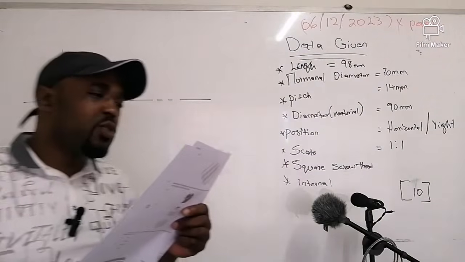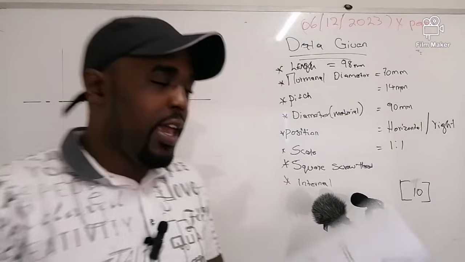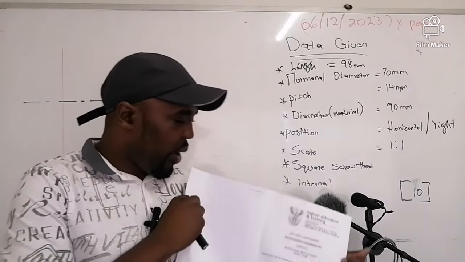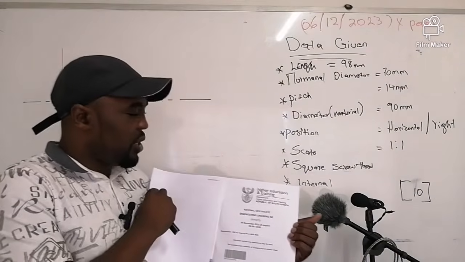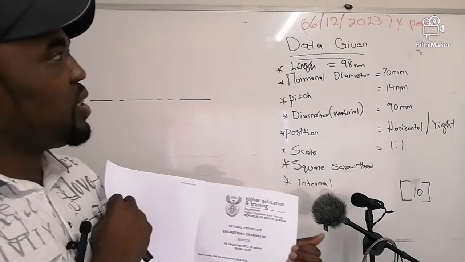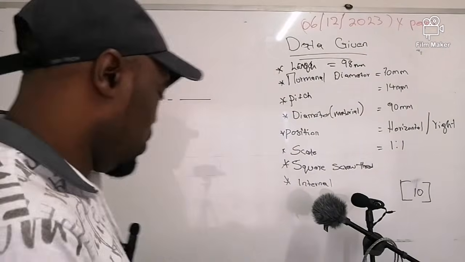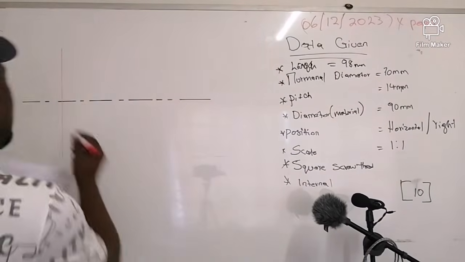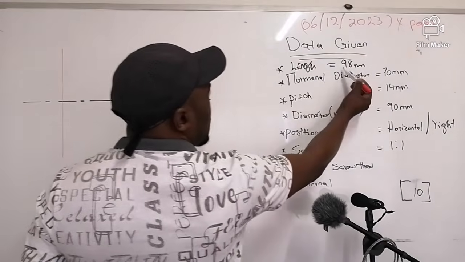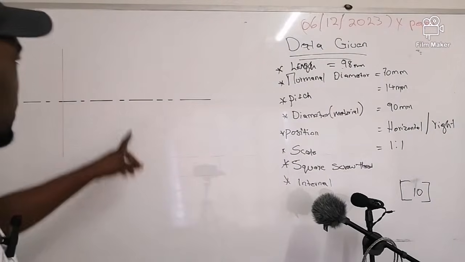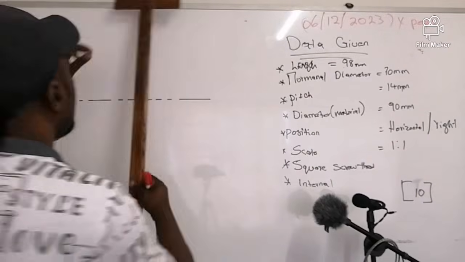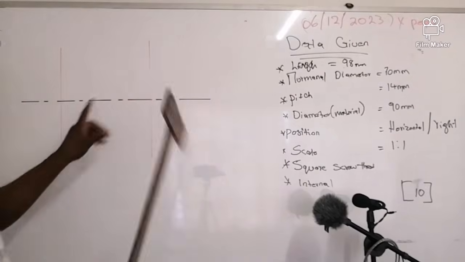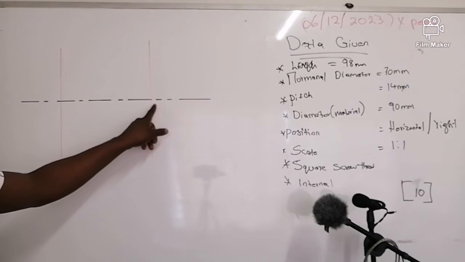If you have got that question paper which was written on the 6th December 2023, you can go through it. Let's do it together. Now from this point, coming this side, I'm going to record that length horizontally, 93 millimeter. Now here on the board, I'll assume from here till there is 93 millimeter.